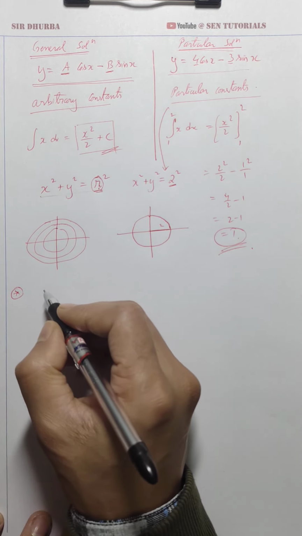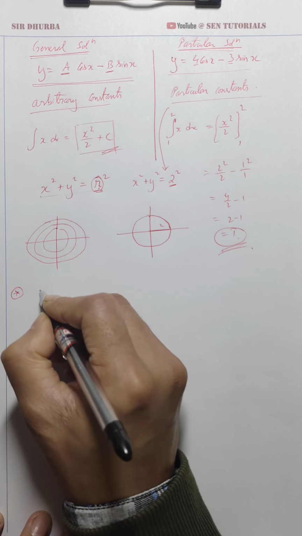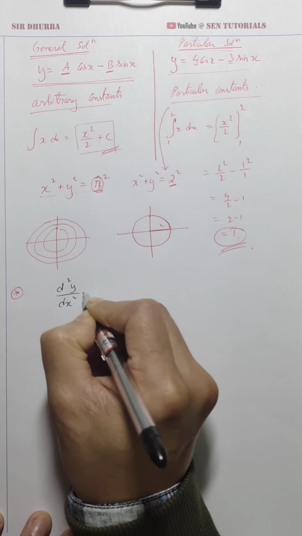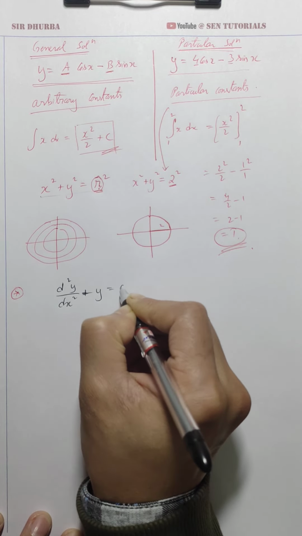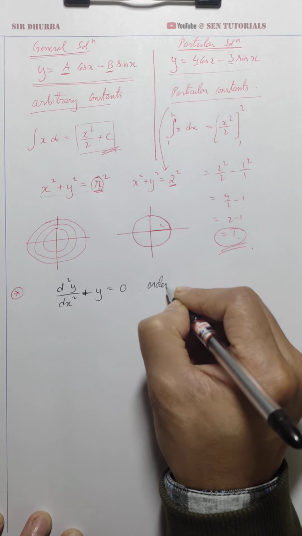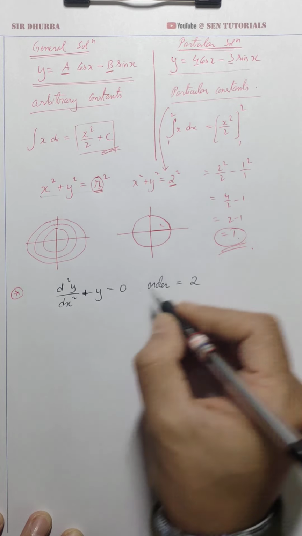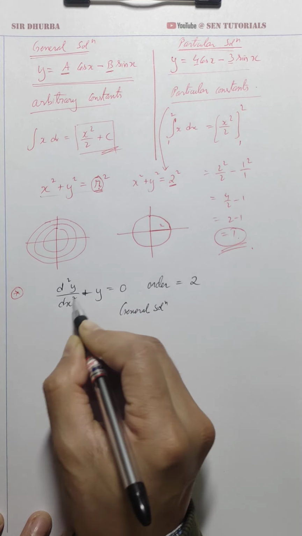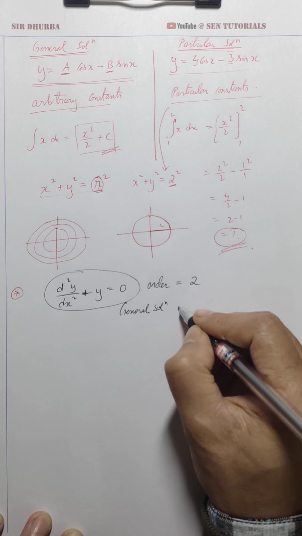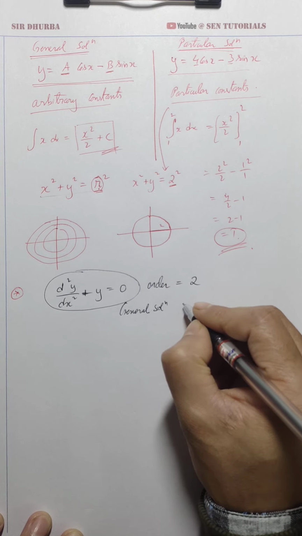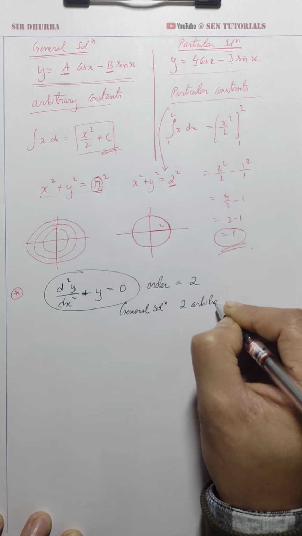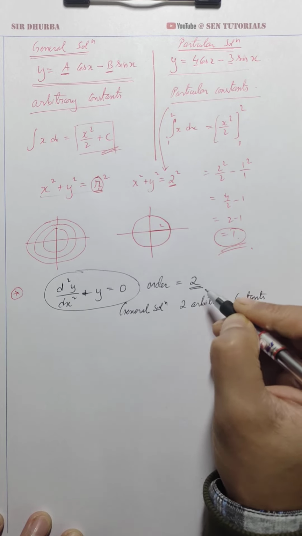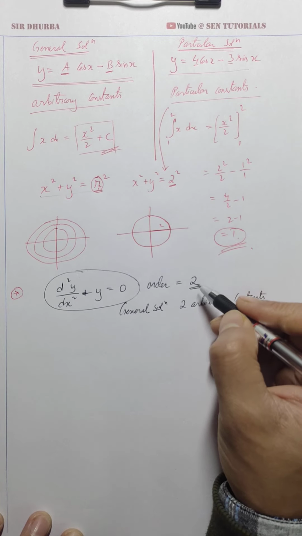For example, in the differential equation d square y by dx squared plus y equals 0, what do we have? We have order 2. So in the general solution of this differential equation, we should also have 2 arbitrary constants. So it depends on the order.